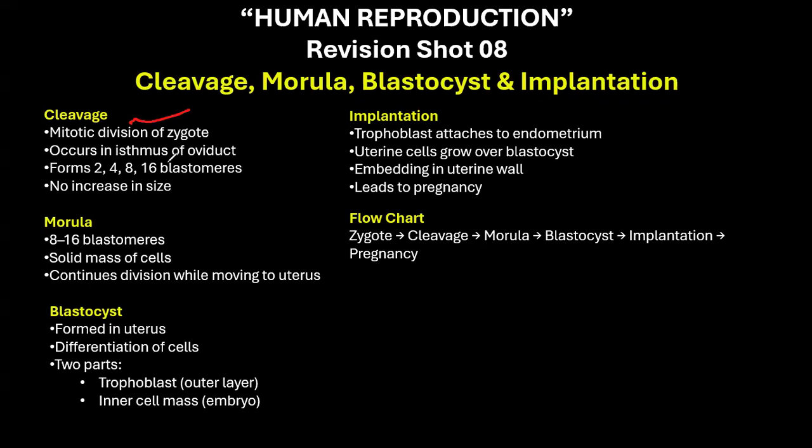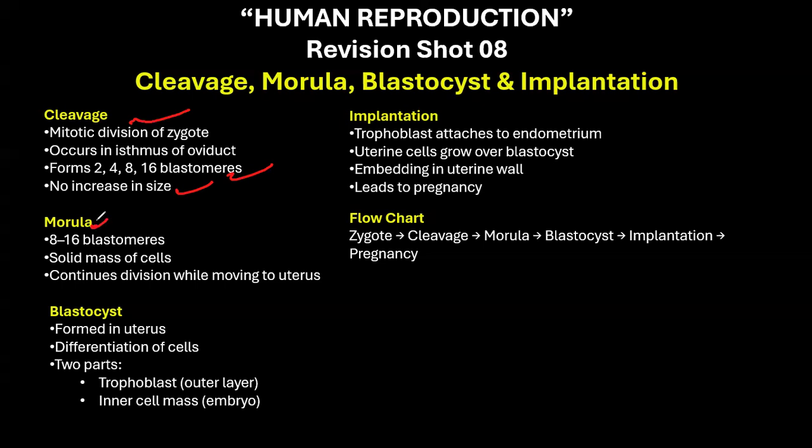After fertilization, the zygote starts dividing mitotically in the fallopian tube itself as it moves through the isthmus of the oviduct towards the uterus. This rapid mitotic division without increase in size is called cleavage. Now the zygote divides successively to form the 2-cell stage, then 4-cell stage, then 8-cell stage, then ultimately the 16-cell blastomere stage. And you see, these daughter cells are called blastomeres. Every cell inside this membrane is called a blastomere.